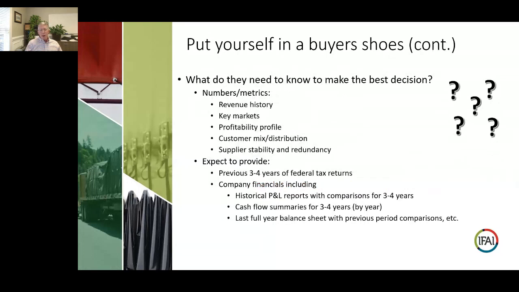So as buyers looking at this, back to putting yourself in your buyer's shoes, it's like, what do they need to know to make the best decision?